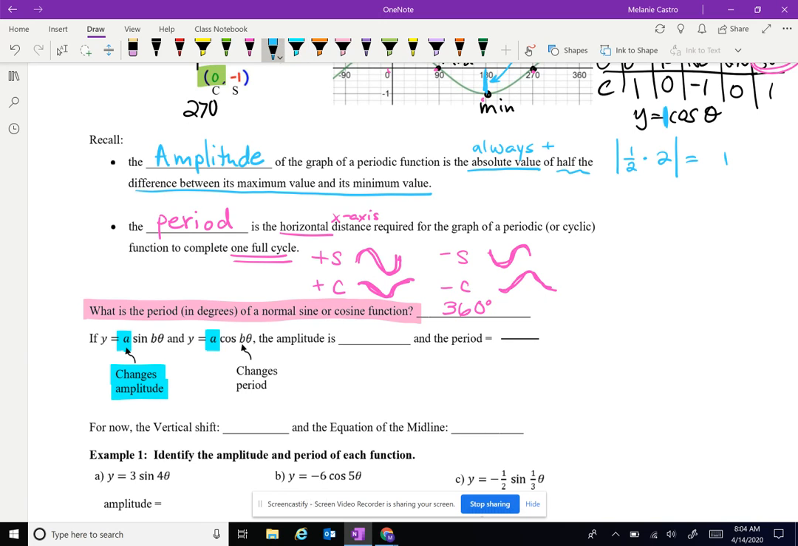So our amplitude is always positive because it's dealing with a distance, and so we're going to have that formula as being the absolute value of a, but changes in the amplitude only are changing our y values.